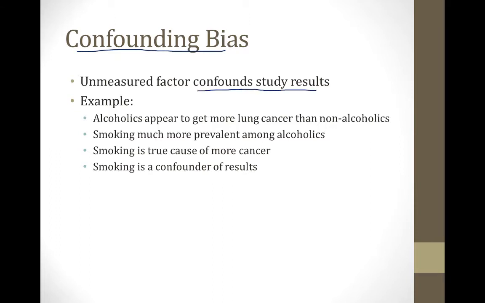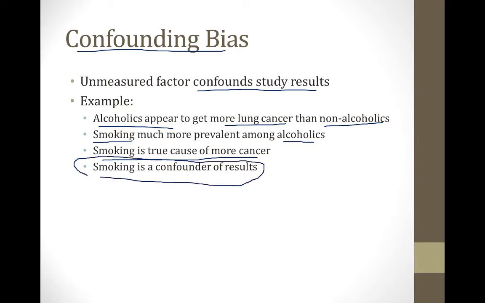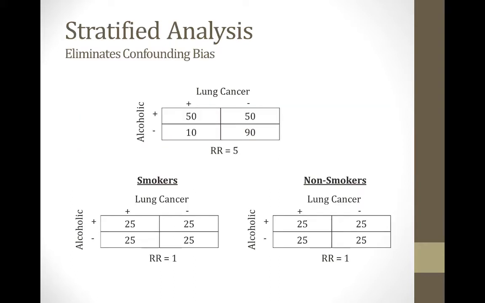So let's consider an example. Suppose we study alcoholics and it looks like they get more lung cancer than non-alcoholics. This might make us think that drinking alcohol causes lung cancer. However, it turns out that smoking is much more prevalent among alcoholics. So smoking is the true cause of more cancer, and we would call smoking a confounder of the results. It makes it look like drinking alcohol is the cause, but it is not. So to understand how we discover confounders, we need to understand something called stratified analysis.